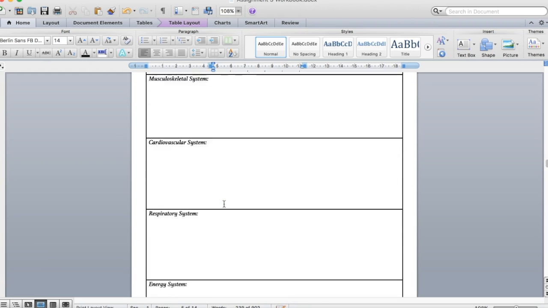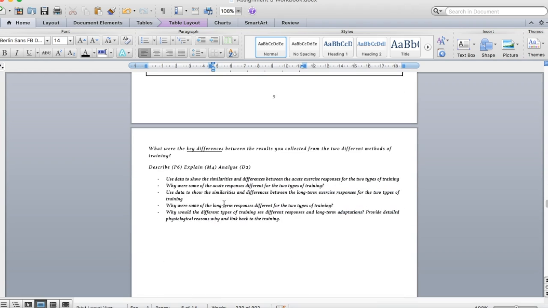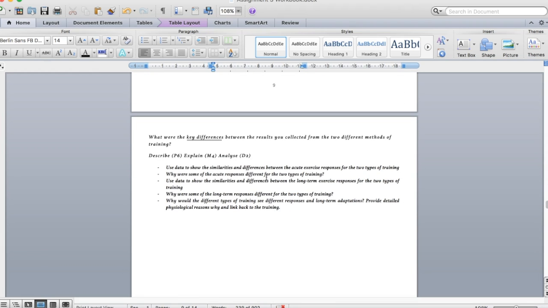So if we go down to here, what would we say? So one of the first bullet points we could talk about is, look, the similarities are that both breathing rate and heart rate increase during both exercises. However, there is a significant difference in the fact that the amount they increase changes, and you would need to give me a reason why that happens. Okay, and that would cover you for your first bullet point.